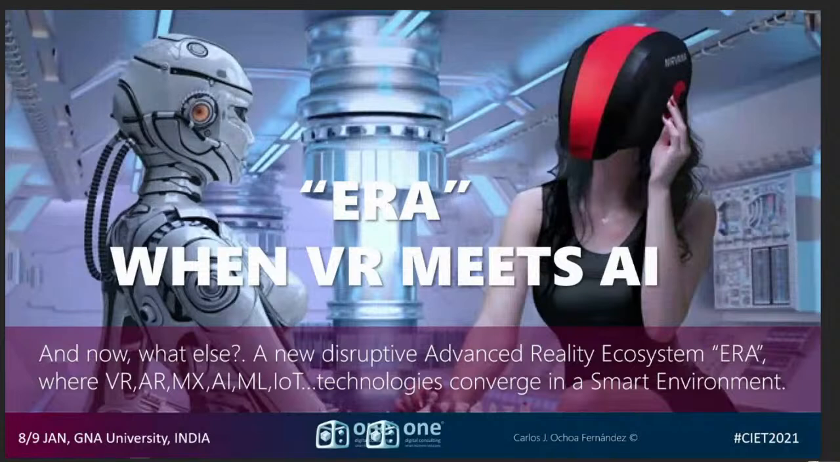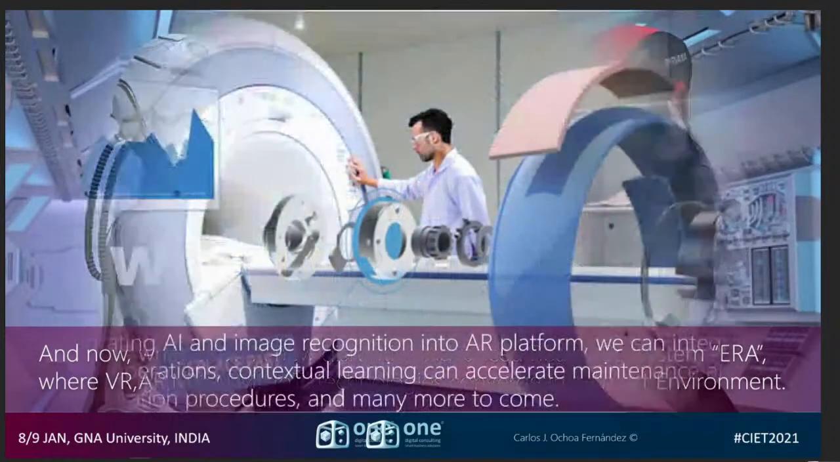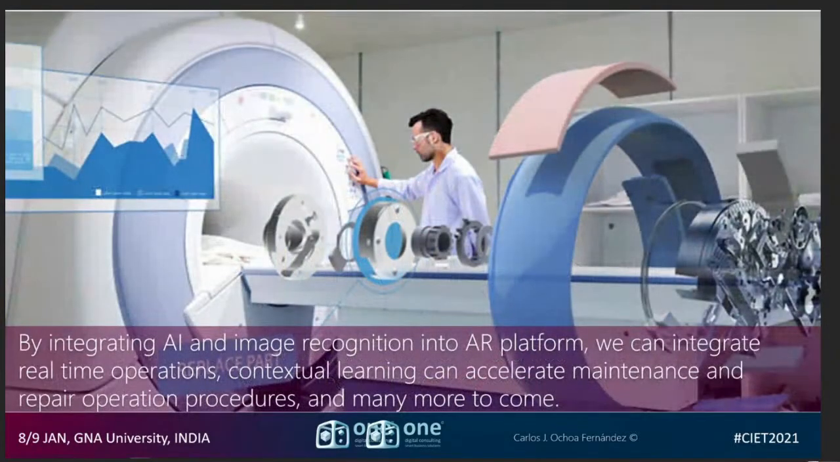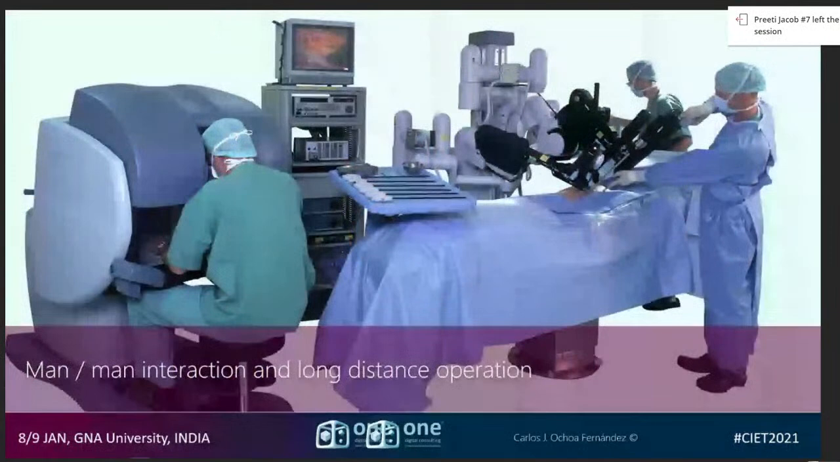Well, you can imagine a film where VR meets AR, AE, sorry. And now what else? A new disruptive advanced reality ecosystem era, where all these emerging technologies converge in a smart environment. Today, we can see that the integration of artificial intelligence and augmented reality platforms is working very, very fast, and this is something that is working very effectively in many industries.